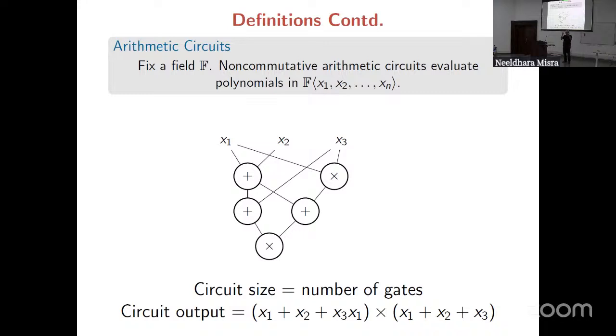The plus gate adds x1 and x2. The multiply gate multiplies x3 and then x1. It's ordered. The inputs are ordered right to left because you're coming that way. And the circuit output is what I've written there, (x1 + x2 + x3)x1. That's what comes at the output gate, which is the bottommost gate, times (x1 + x2 + x3), because the output gate is a times gate.